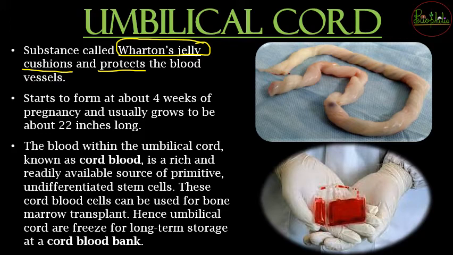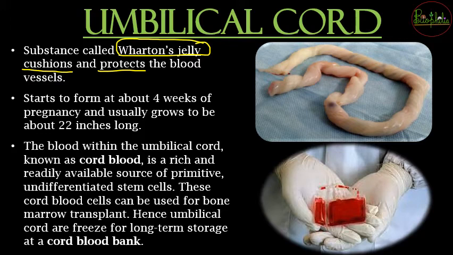So for that, the cushioning is to protect them, to soften them. For that reason, cushioning and protection will be provided by the Wharton's jelly. Because of the Wharton's jelly, you can also understand that the umbilical cord is going to be very slippery. It is somewhat white in color. All that is because of the presence of Wharton's jelly.